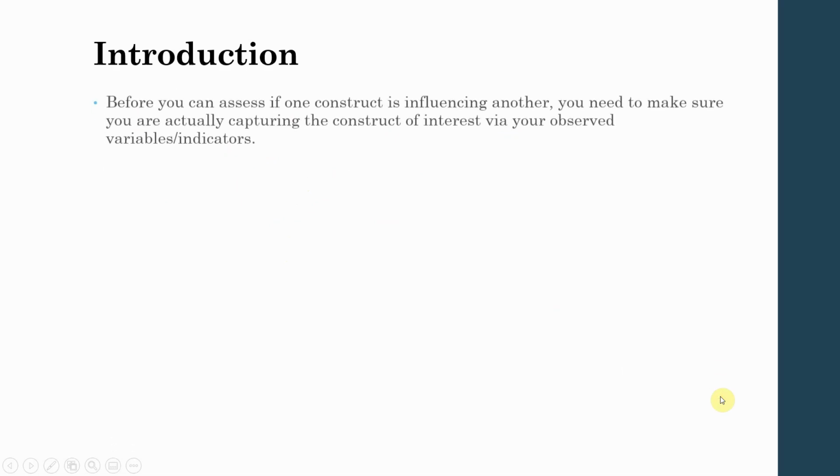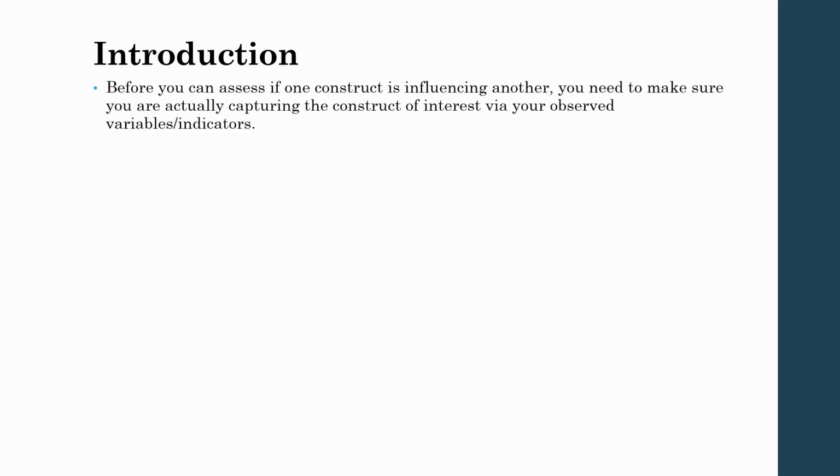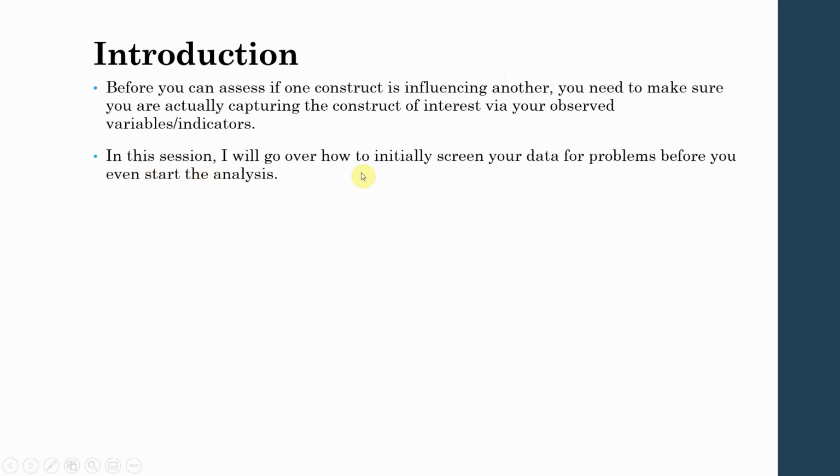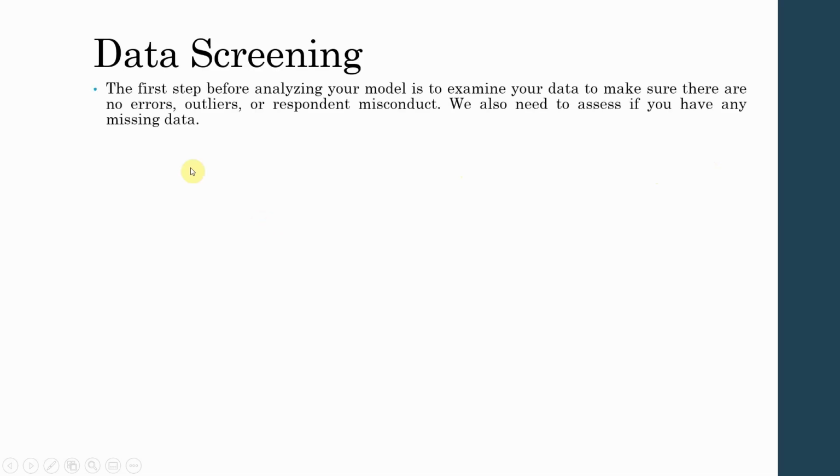Introduction. Before you can assess if one construct is influencing another, you need to make sure you are actually capturing the construct of interest via observed variables or indicators. In this session, I will go over how to initially screen your data for data problems before you even start your analysis. Data screening.